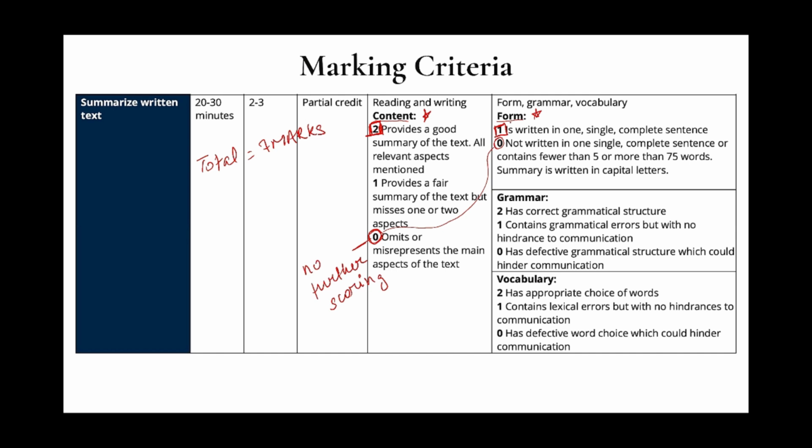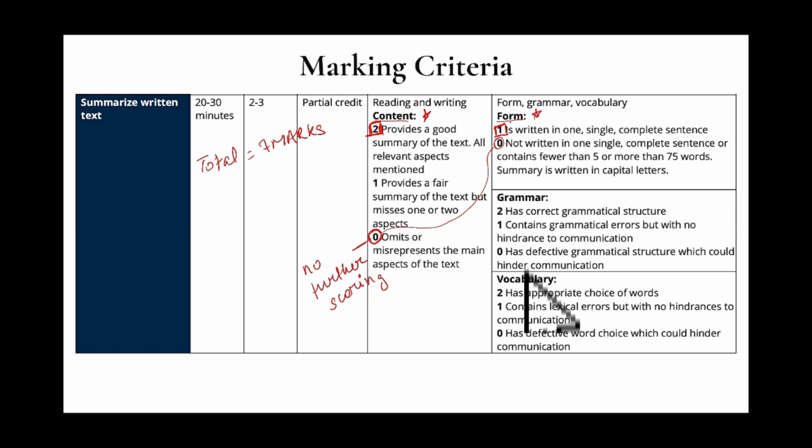Let's say my content is perfect, but when I was doing the test, I accidentally forgot that I was supposed to write 75 words. I ended up writing 77 words or 76. I'll straight away get 0, and then the entire answer will be graded as 0, irrespective of the fact whether my content was good or my content was bad.